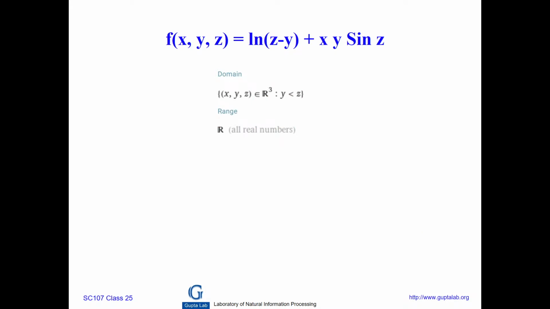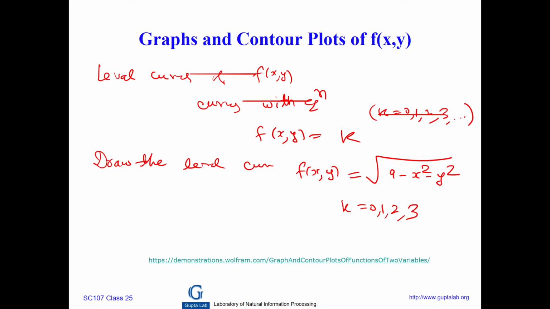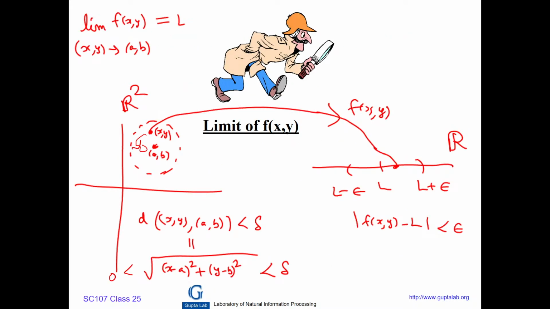You can also look at 3 variable functions. I gave you just one example. Then we talked about, since 2 variable function is nothing but a surface, what we call level curves, where it is easy to actually visualize the surface using the level curves. So contour plots and level curves. Then we talked about limit of a 2 variable function.